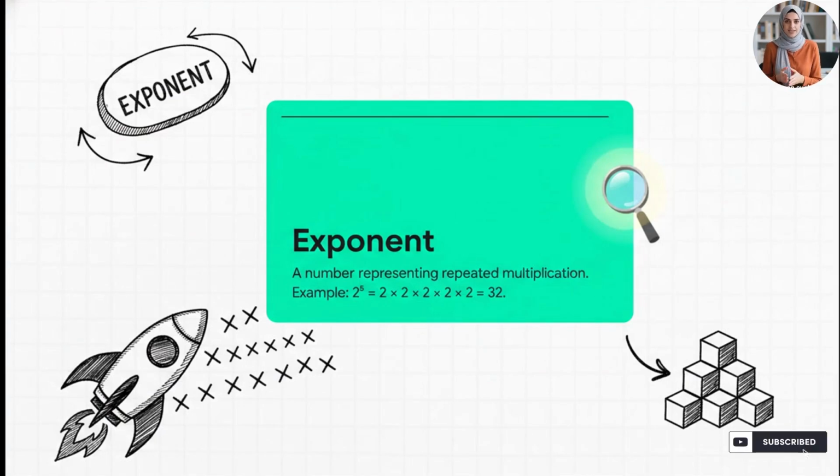Well, it's really just a simple shorthand for multiplying a number by itself over and over again. I mean, instead of writing out 2 times itself 5 times, we can just write 2 to the power of 5. That big number, the 2, that's our base. And the little number up top, the 5, that's the exponent. And it's just telling us how many times to multiply that base by itself.